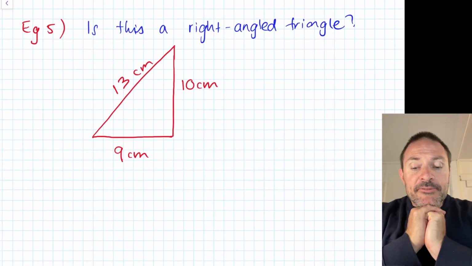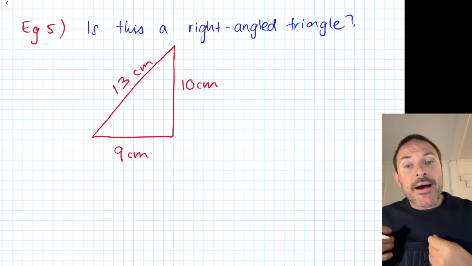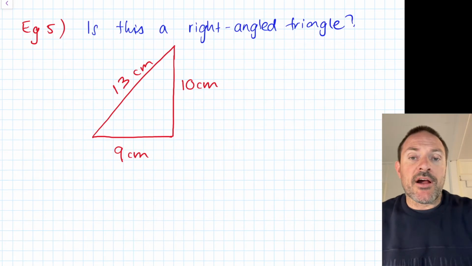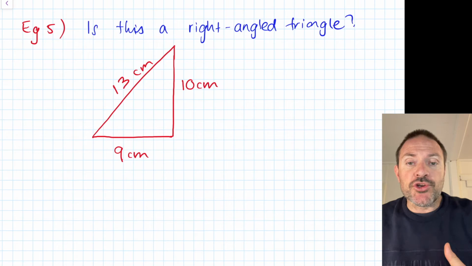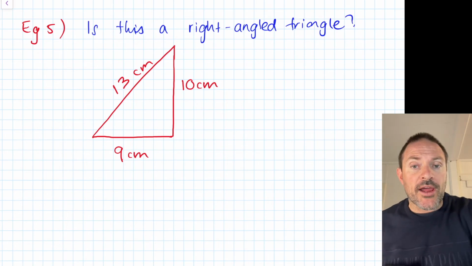Now, example 5, my last question. Is this a right angled triangle? In an exam, you can't just say yes or no. There are not enough marks there for understanding. It might be 2 marks, you might get 1, but usually it's a 1 mark question and will specify to show reasoning. If it doesn't, you must show reasoning. You've got to say why this is a right angled triangle, or why it's not.